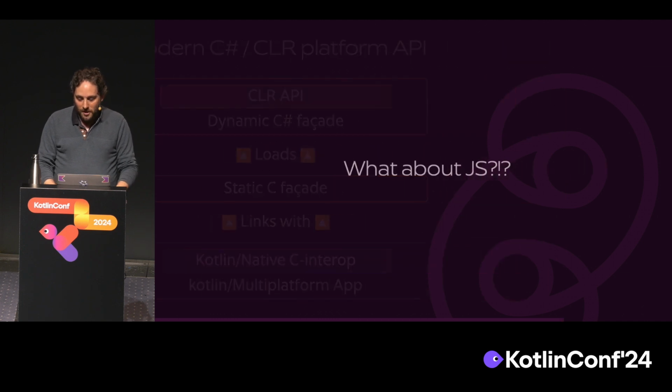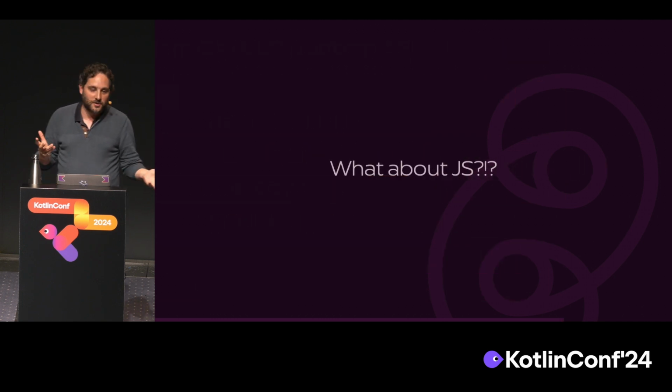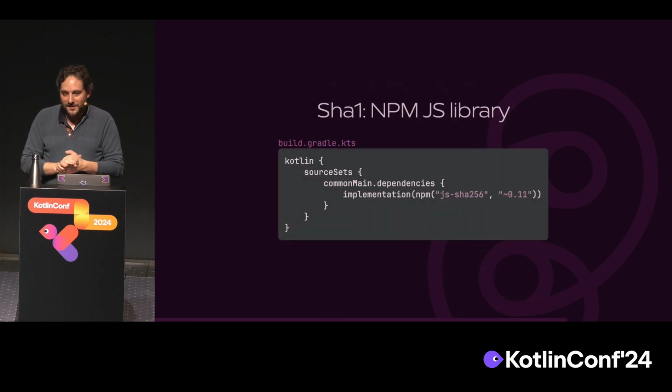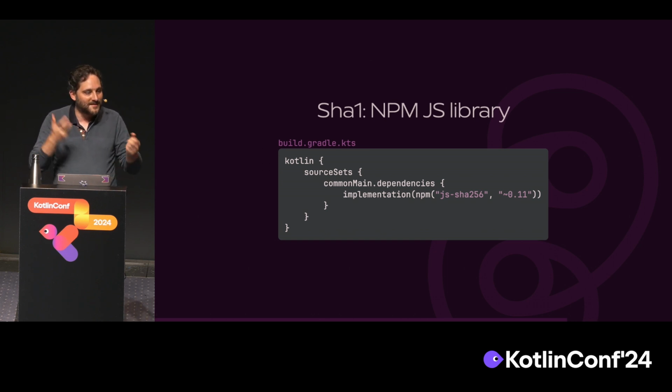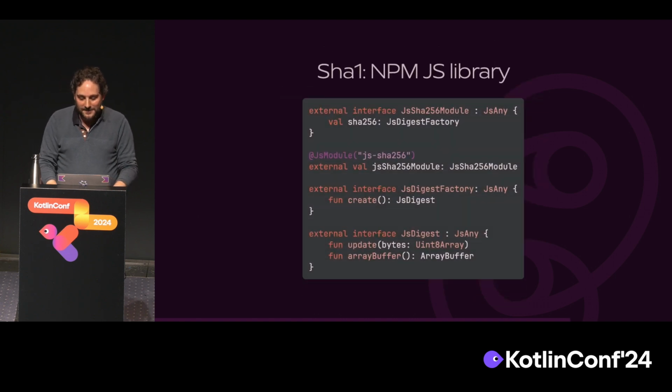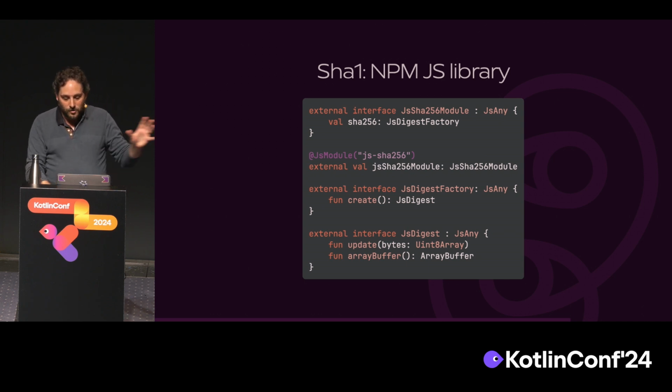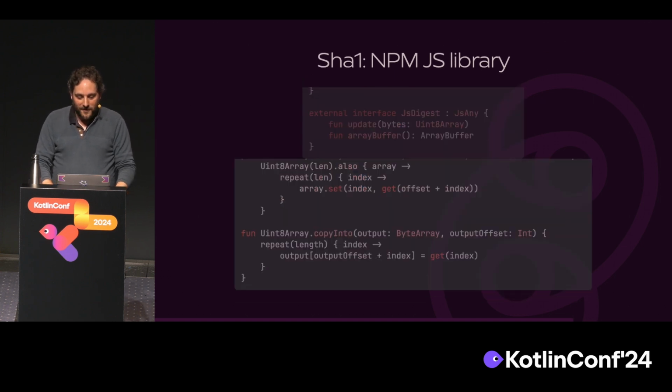So I've talked a lot about native and JVM, but what about JS, right? We also wanted to target JS. Well, for an npm JS library such as SHA-256, we can trust it because, you know, SHA-256, it's easy to verify the algorithm. So let's add an npm dependency, and then let's declare our module. Once we've declared our module, we're telling Kotlin/JS, and Kotlin/Wasm by the way, it works exactly the same, that these are the functions that are provided by my module.